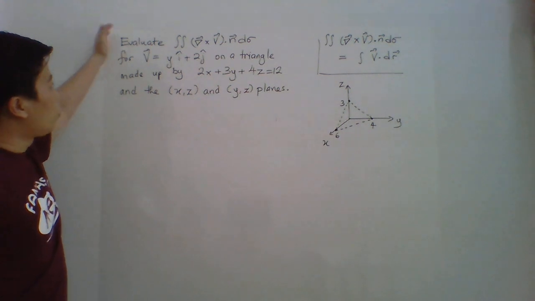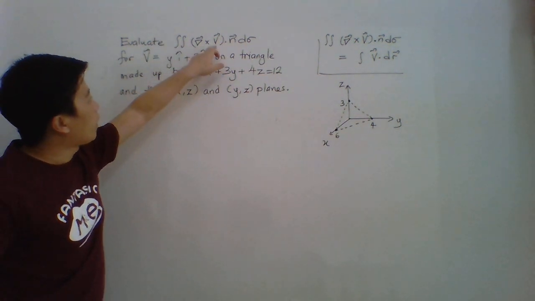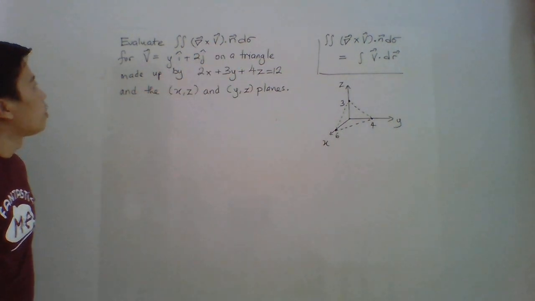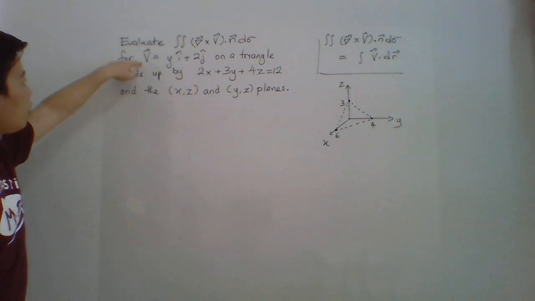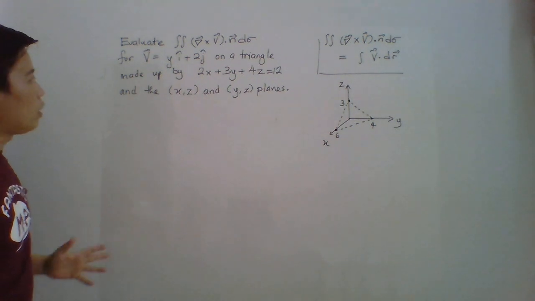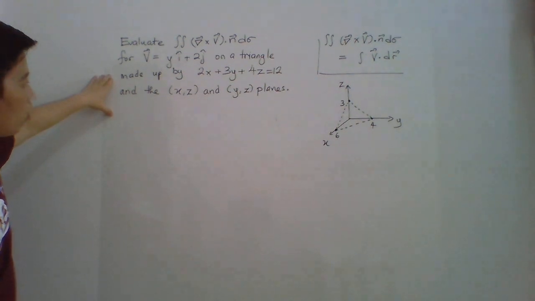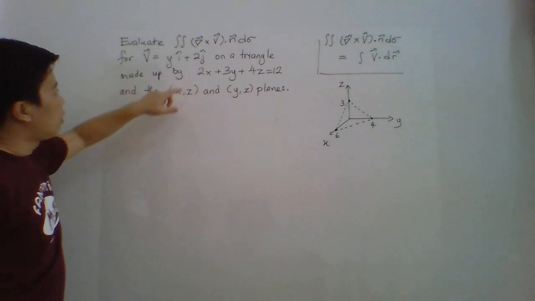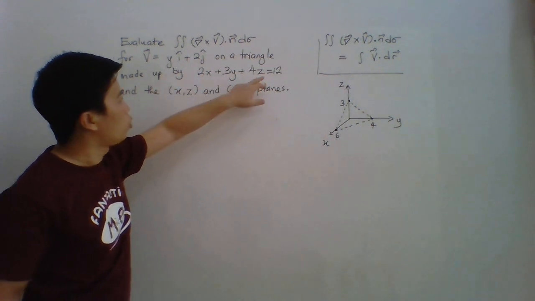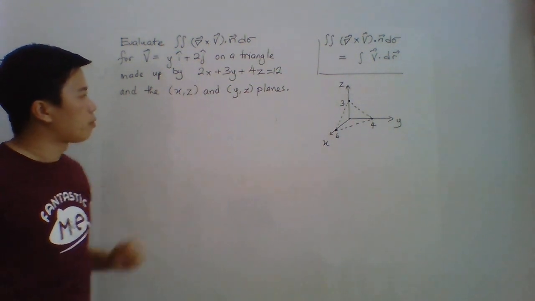They want you to evaluate this term, which is a double integral of the curl of the vector v dot n over a surface area. And here the vector v is given by this equation, yi plus 2j, and you want to evaluate this on a triangle which is made up of three surfaces. That is this equation of plane, which is 2x plus 3y plus 4z equals 12, and you have the xz plane and the yz plane.